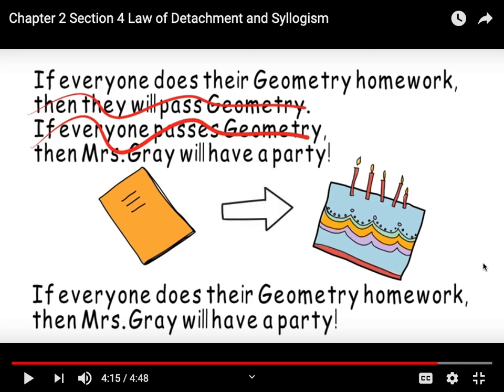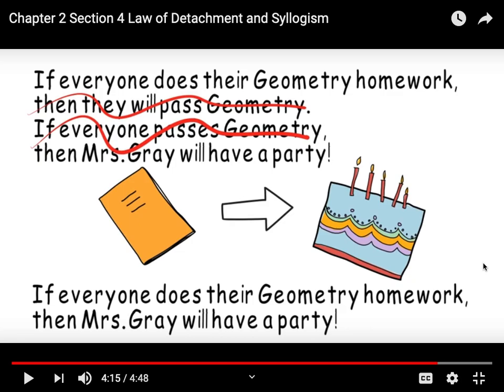So we went straight from the original hypothesis, if everyone does their geometry homework, to our last conclusion: Mrs. Gray will have a party. So we're able to skip over what's repeated. This conclusion and this hypothesis were the same, so we skip over, and it does make sense actually. Let me walk through this one, okay? If everyone does their geometry homework, what will happen?